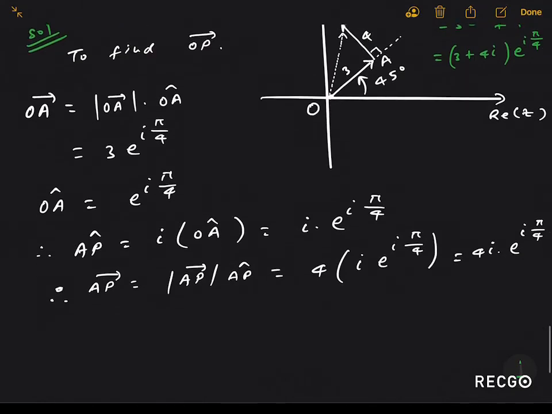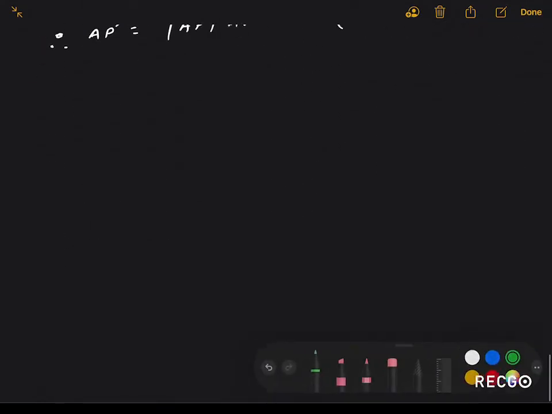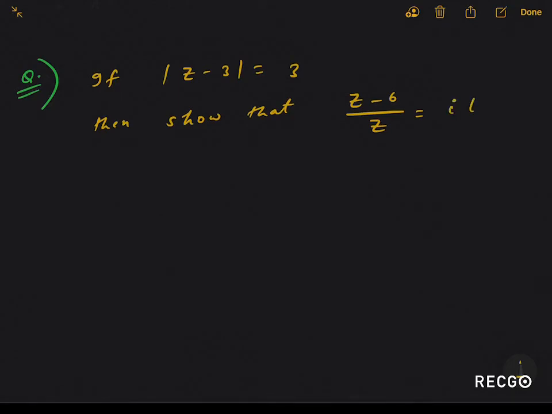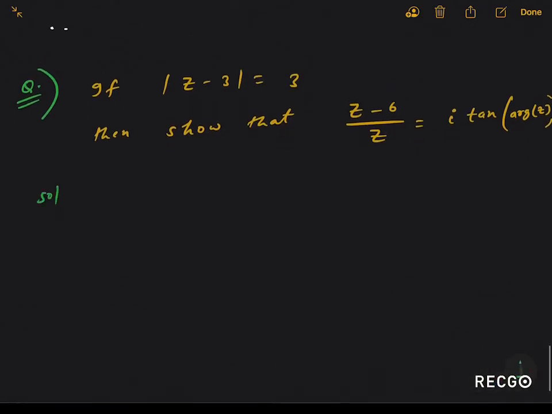Okay, let's do something more also. We have time. Let's say there is another concept. Suppose that mod of z minus 3 is equal to 3, and then we have to show that this question is one of the brilliant questions that illustrates the concept of rotation, the principle of rotation. So we have to show that z minus 6 divided by z is equal to iota into tan of argument of z, arg of z, where mod of z minus 3 equals 3.